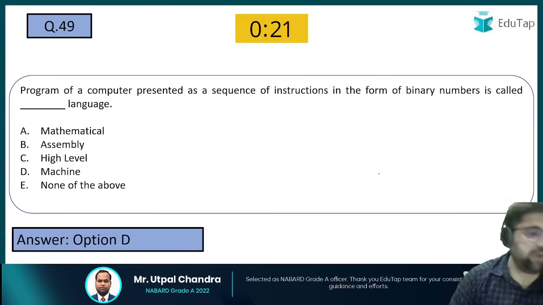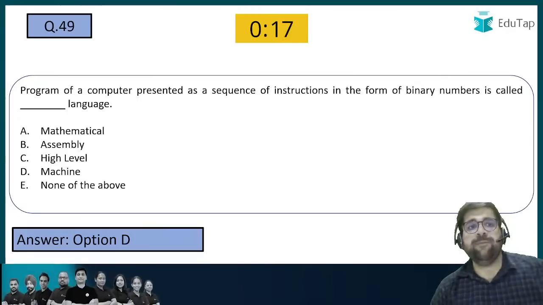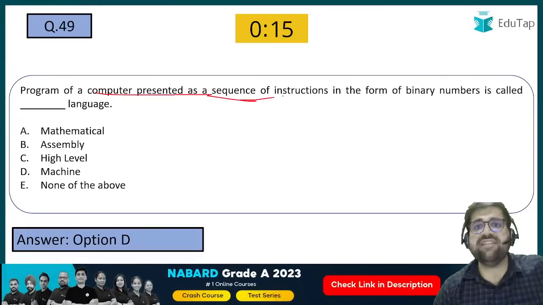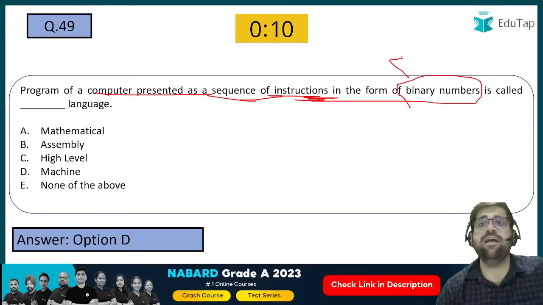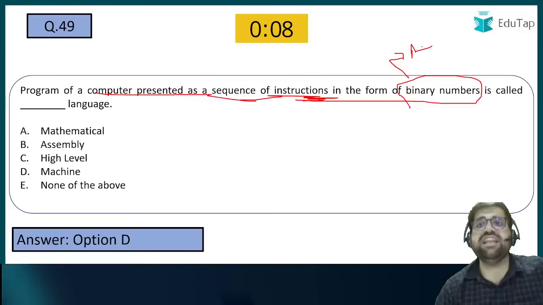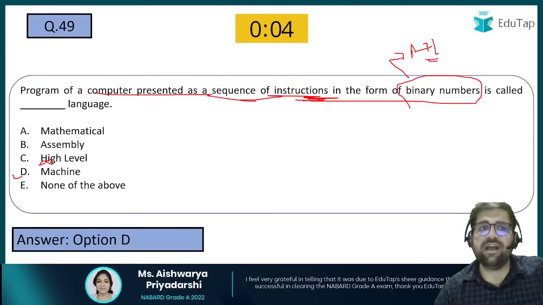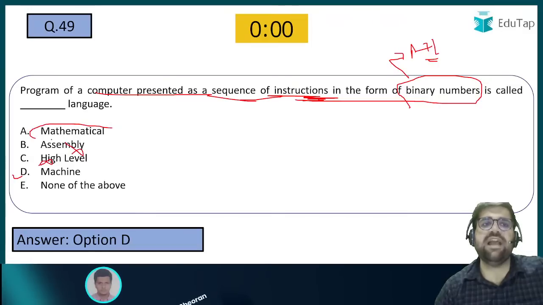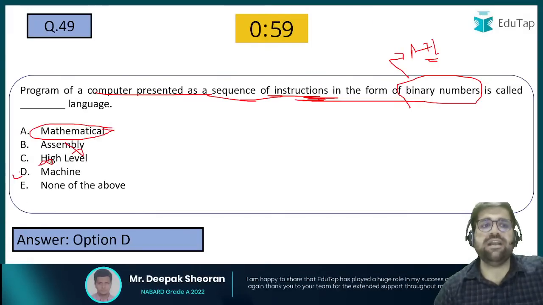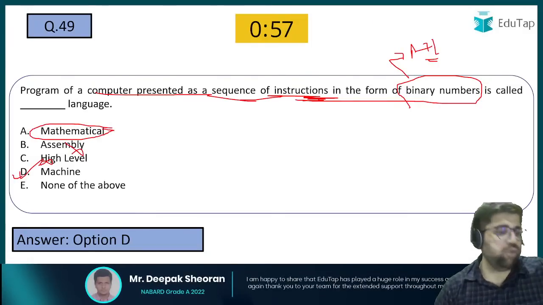Yes, the right answer will be machine language. Now here, my friends, you are again getting confused. Do not get confused. Program of a computer presented as a sequence of instructions in the form of binary numbers. I just told you that binary numbers are your machine language. Then why are you getting confused? High level it cannot be. Assembly language is again not a machine language. Mathematical language is nothing like that. The only correct answer will be option D over here.